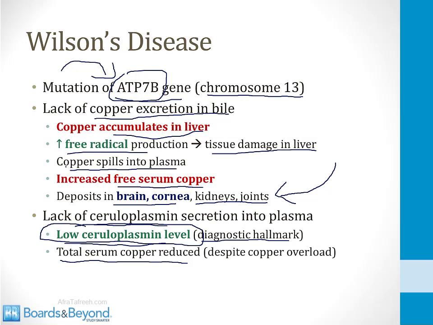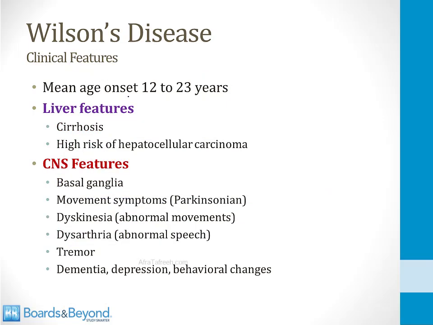There is, however, still an increase in free serum copper, and that's what leads to many of the manifestations of Wilson's disease. Even though you're born with this condition, it takes years for the copper accumulation and organ damage to occur, so the mean age of symptom onset is 12 to 23 years old. So in a board question, this is going to be a relatively young patient.